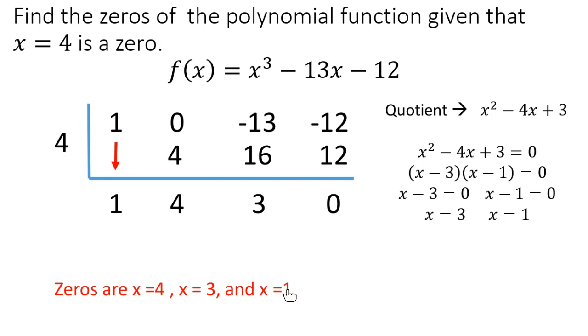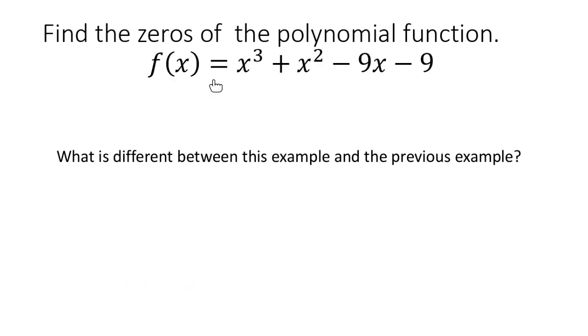So my big question here is, look at this example or look at the question: find the zeros of the polynomial function, given that x equals 4 is a zero, and then they give you this. How is this problem different from this problem? What are we missing in this example here? Any ideas what we're missing?